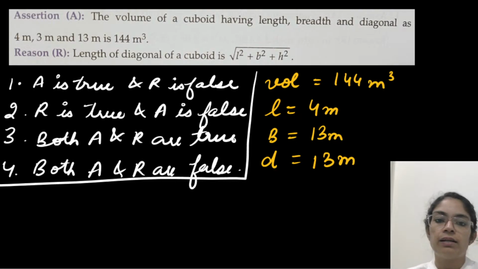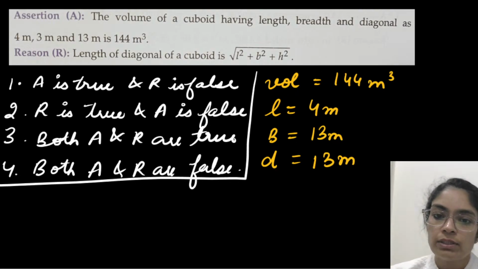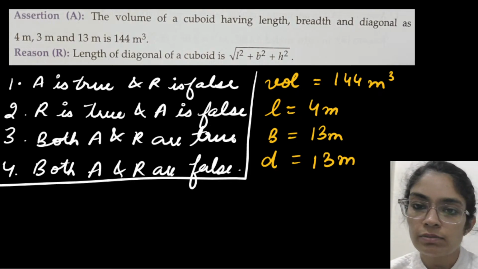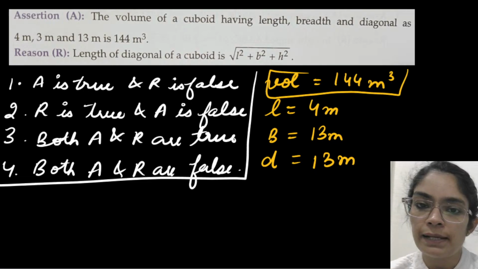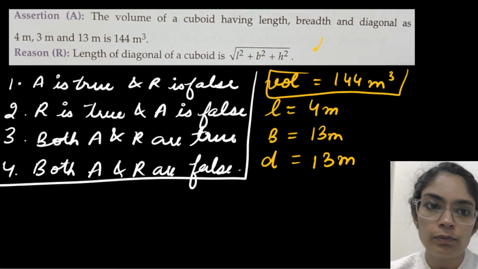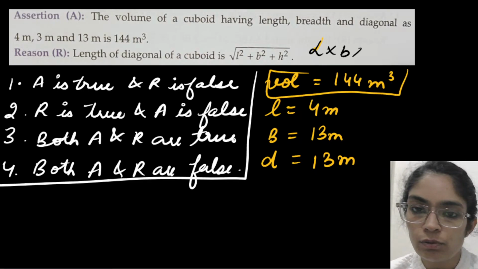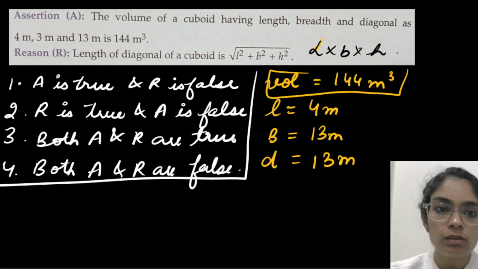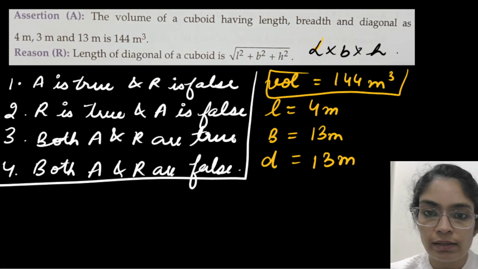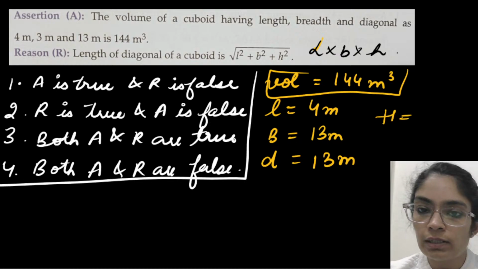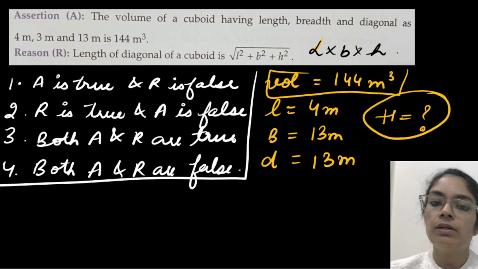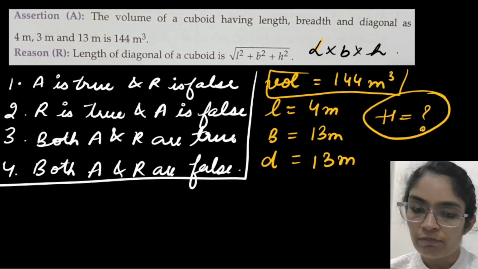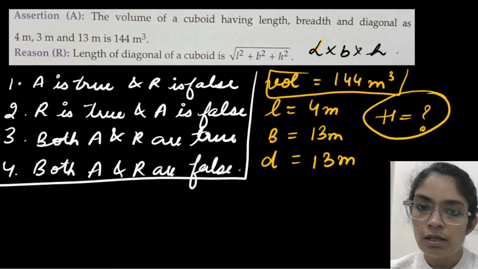See, we have to check randomly. First of all, volume is given to us. We have to find volume by applying the formula L into B into H. We have to simplify and then only we can realize. See here, height is not given to us. We will find height and then we will check whether the given volume is correct or not.